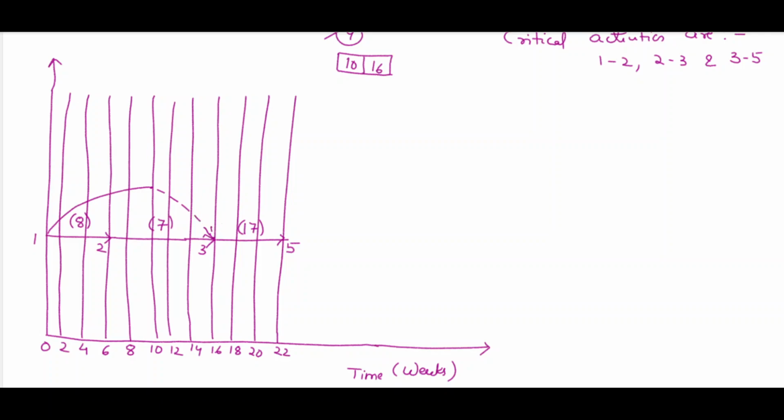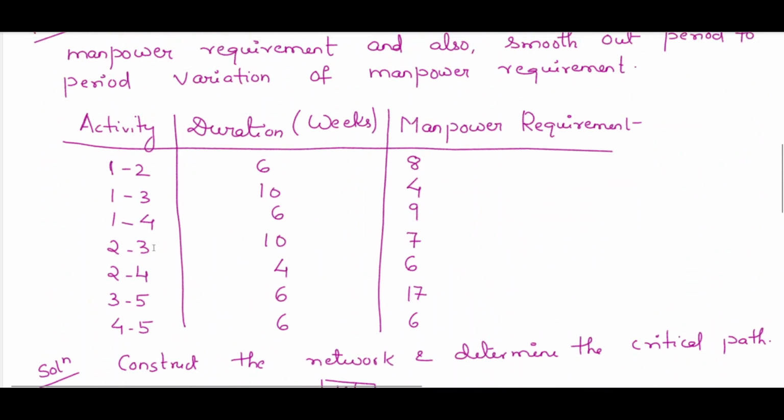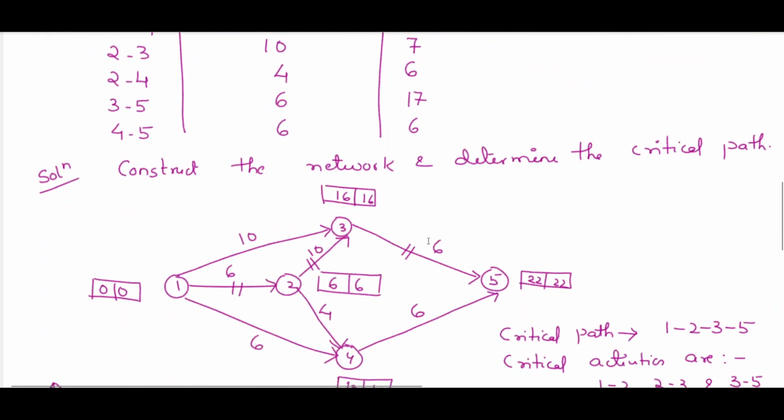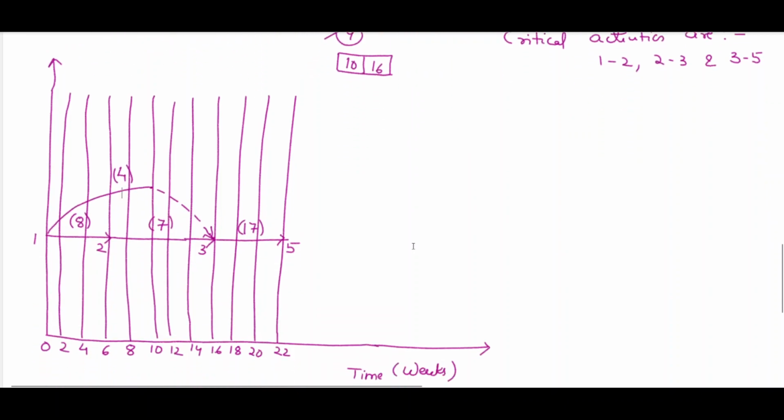I have told in the previous videos that dotted means it's a slack time, it neither consumes resources nor time. So now I think it is very clear. From 1 to 3 activity duration is 10 weeks continuous, and it consumes 4 manpower. That means manpower requirement is 4. So 1 3 completed. Then let's say after 1 3, 1 4. 1 4 duration is 6 weeks and manpower requirement 9.